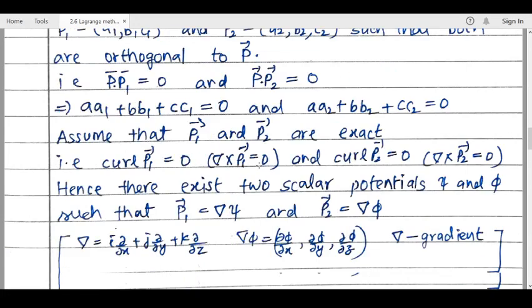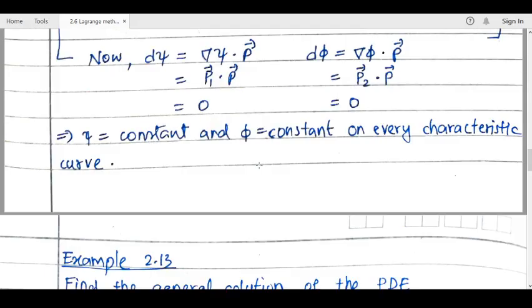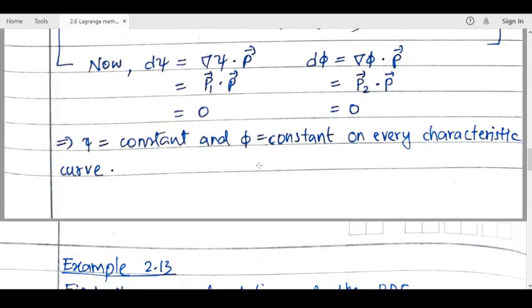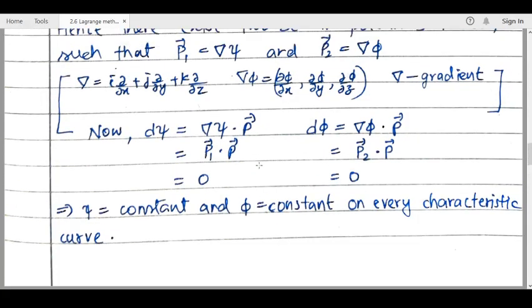If you do a problem, it will be more clear to you. So we will see a problem in the next class.